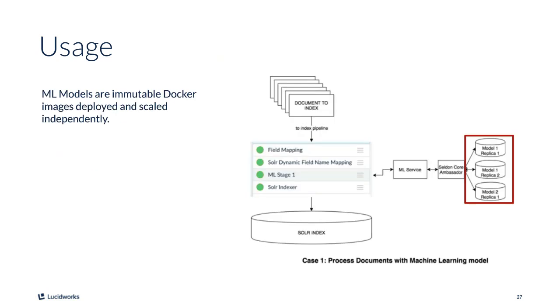Let's look at some of the components in Fusion that make the model integration possible. ML models are immutable Docker images that are deployed and scaled independently. Users can have multiple versions of the model deployed without worrying about interference. Users can deploy multiple versions of a model, tag them appropriately, and publish them. Fusion will have no problem in deploying those.